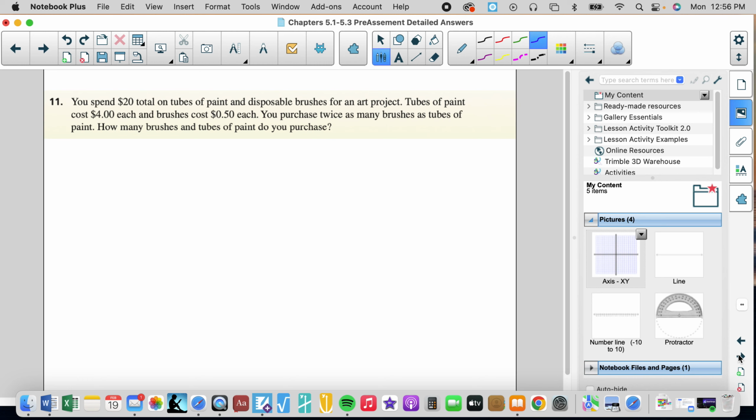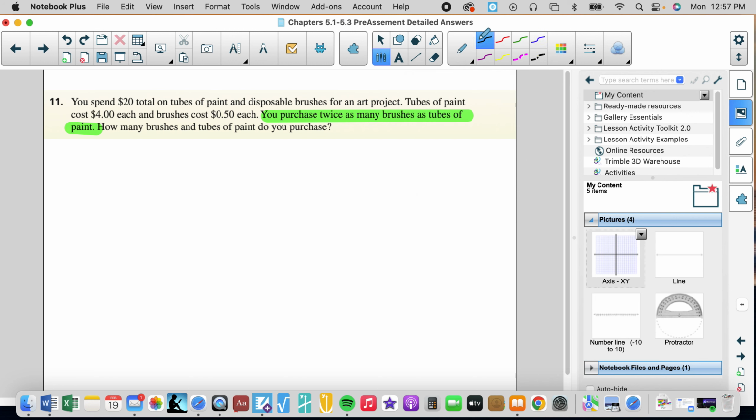You spend $20 total on tubes of paint and disposable brushes for an art project. Tubes of paint cost $4 each. Brushes cost 50 cents. You purchase twice as many brushes as tubes of paint. How many brushes, how many tubes of paint? So we have two statements that we have to write. One of those statements is you purchase twice as many brushes as tubes of paint.